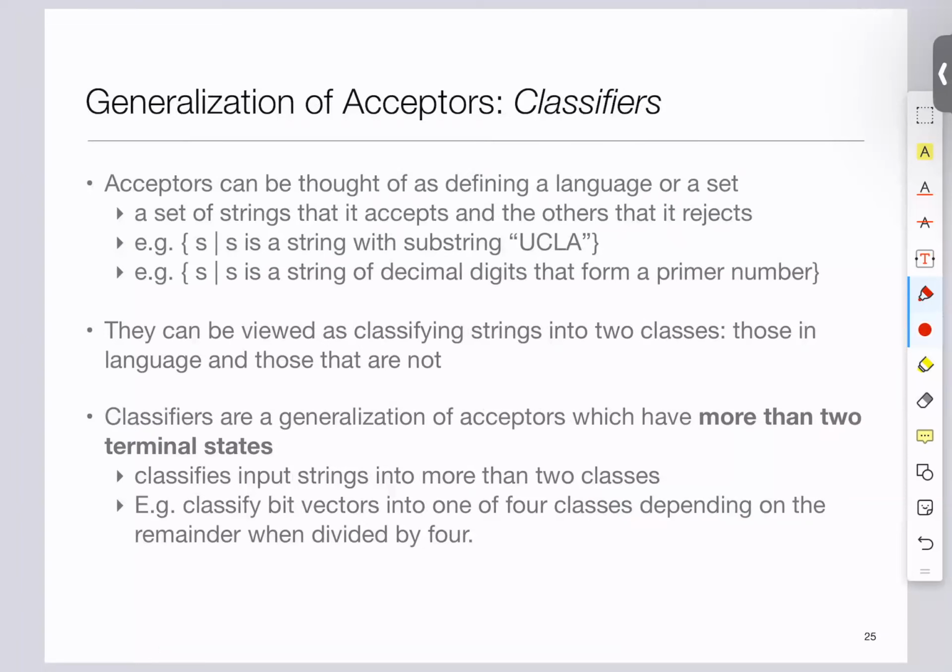These are cases where given a string, I'm dividing into two categories: yes, no, pass, fail, happy, sad, whatever, right? And if any of you have done a machine learning course, that's what we call a binary classifier.